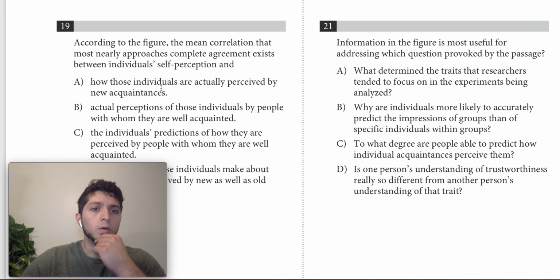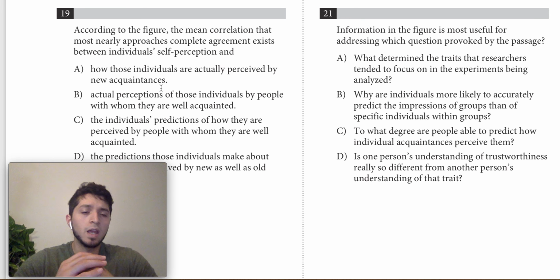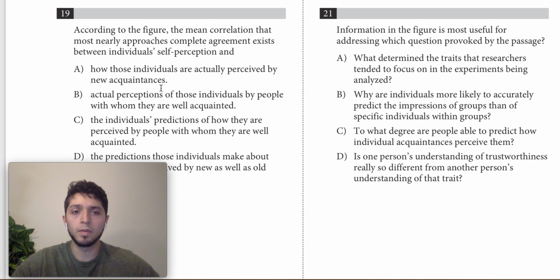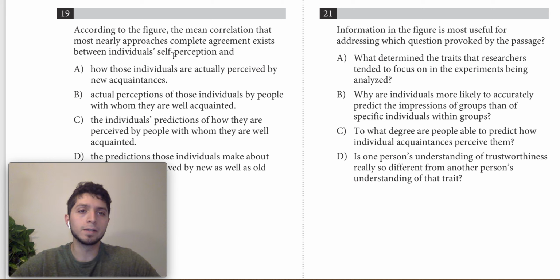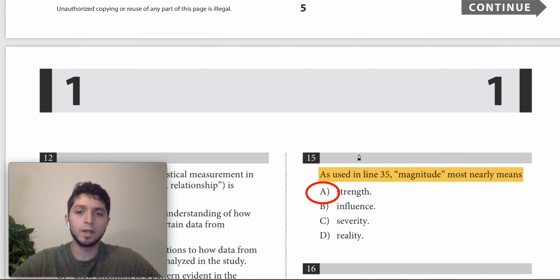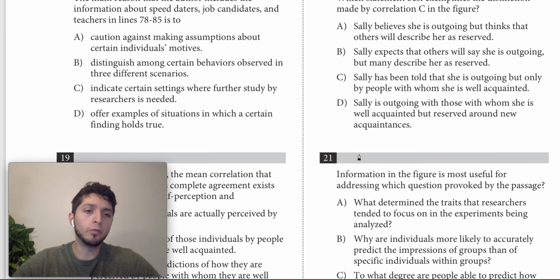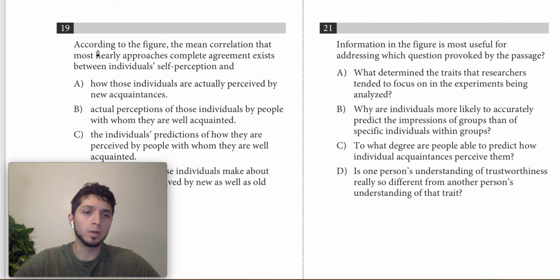Okay, so now we're going to do question 19, and it's from the SAT number 9. So 19 says, according to the figure, the mean correlation that most nearly approaches complete agreement exists between individual self-perception and something. So this is actually kind of a difficult problem, and it's really because the figure is a little bit difficult to understand. But why don't we go to it and see if we can figure out what's going on.